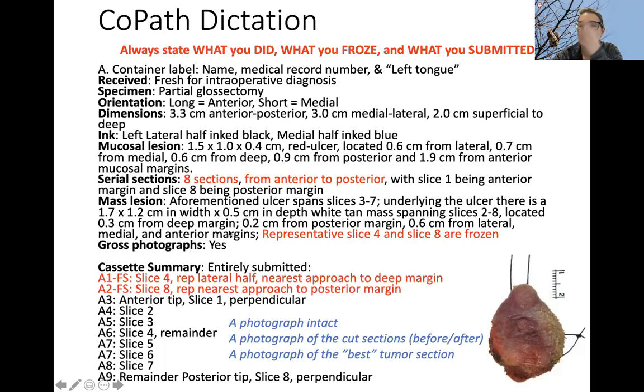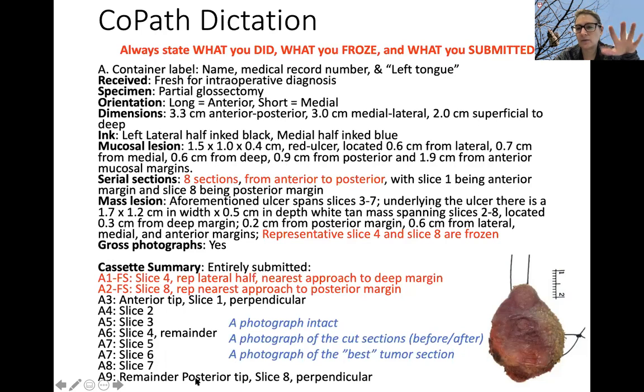But once you serially section those slices and you see something on the cut sections, don't forget to reapproximate them and measure the distance across slices, so we have that third dimension, not just the two. As I said before, it's excellent when you number those slices. It's also excellent when you tell me, I've frozen a representative 4 and a representative 8 here in A1FS and A2FS. And then you say, here's my remainder: 1, 2, 3, remainder of 4, 5, 6, 7, remainder of 8.